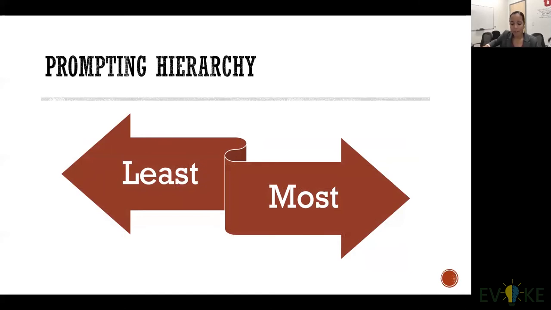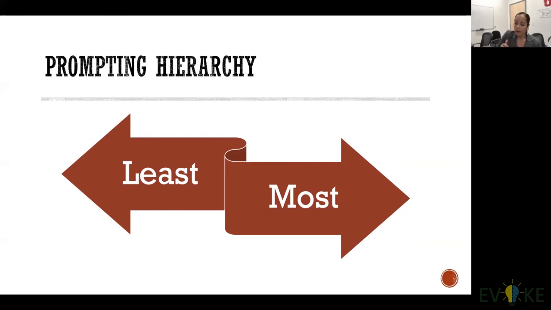So as far as response prompts, they actually exist on a continuum, which is referred to as the prompting hierarchy. So we have the least assistance or least intrusive prompts, and then we have the most intrusive prompts. What this means is pretty much a system where least intrusive prompts are those that the child is able to respond to without as much assistance, so you provide less assistance, whereas with most intrusive prompts, you provide the most assistance.